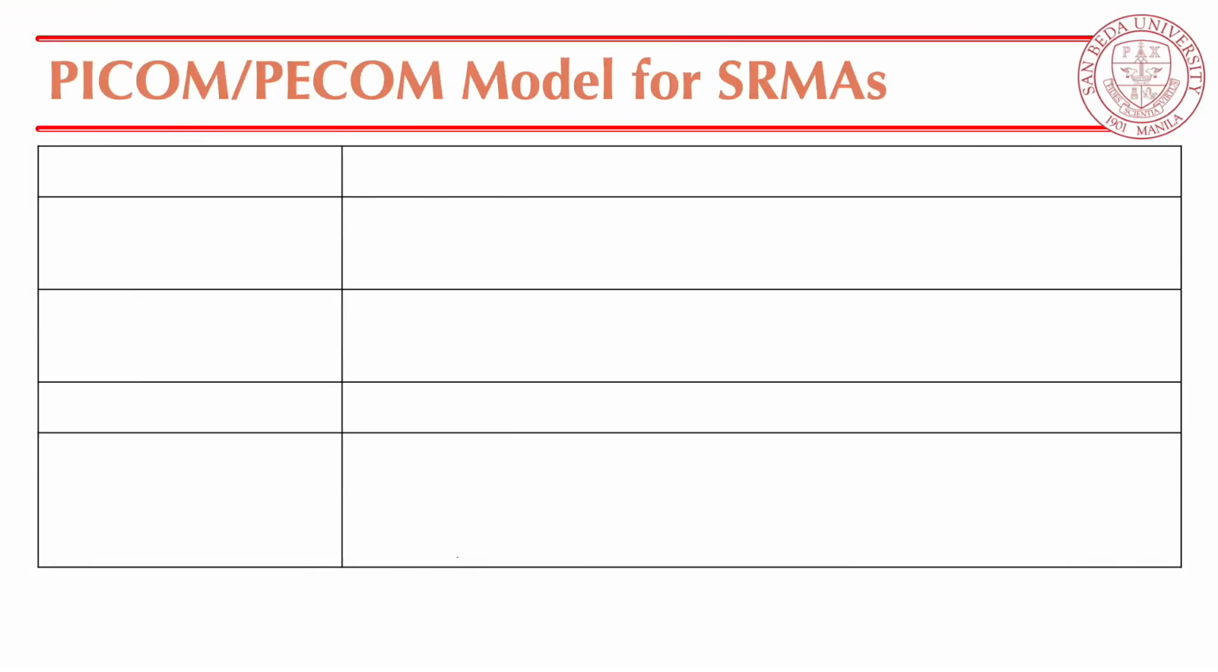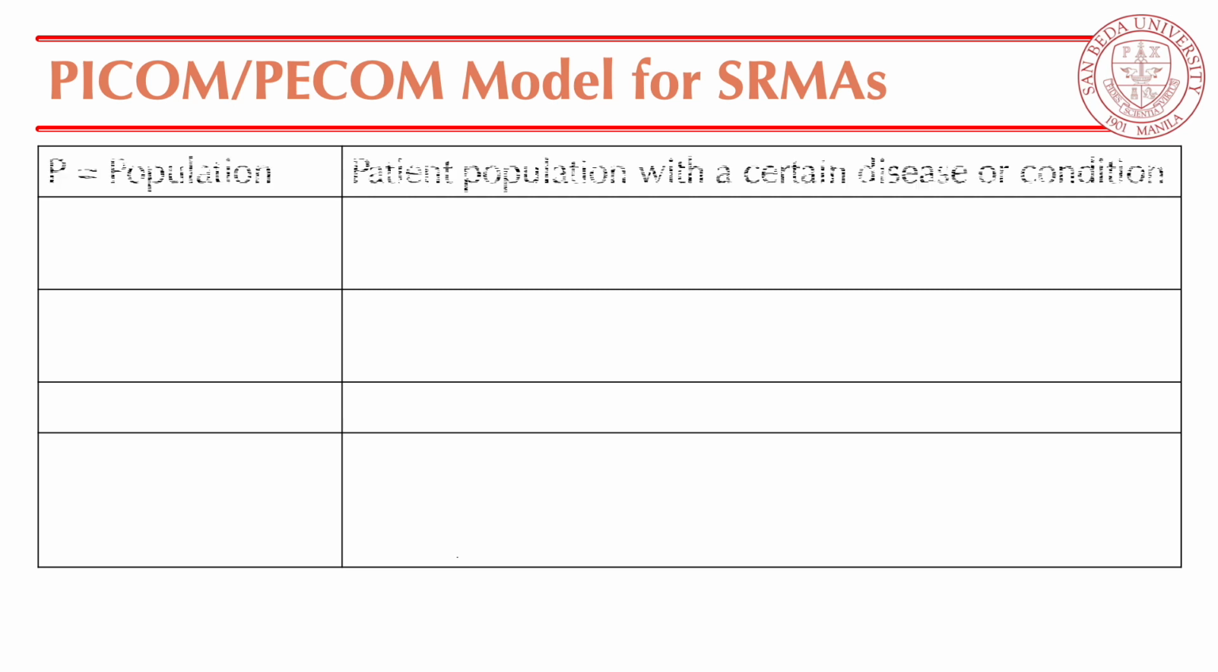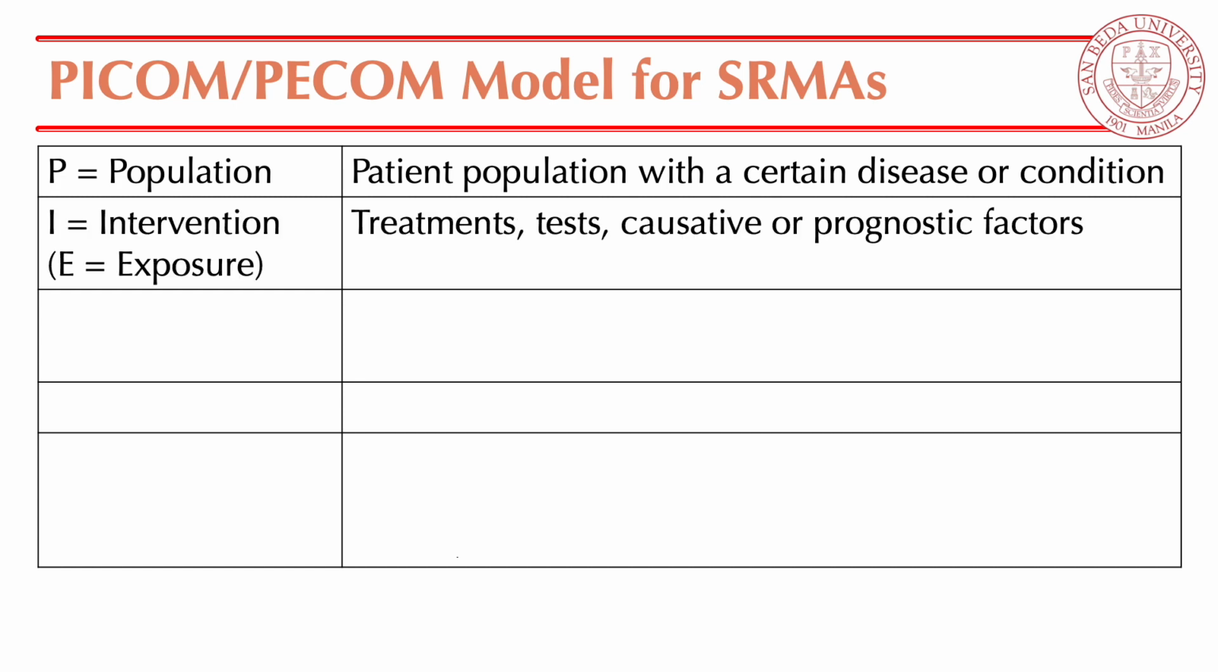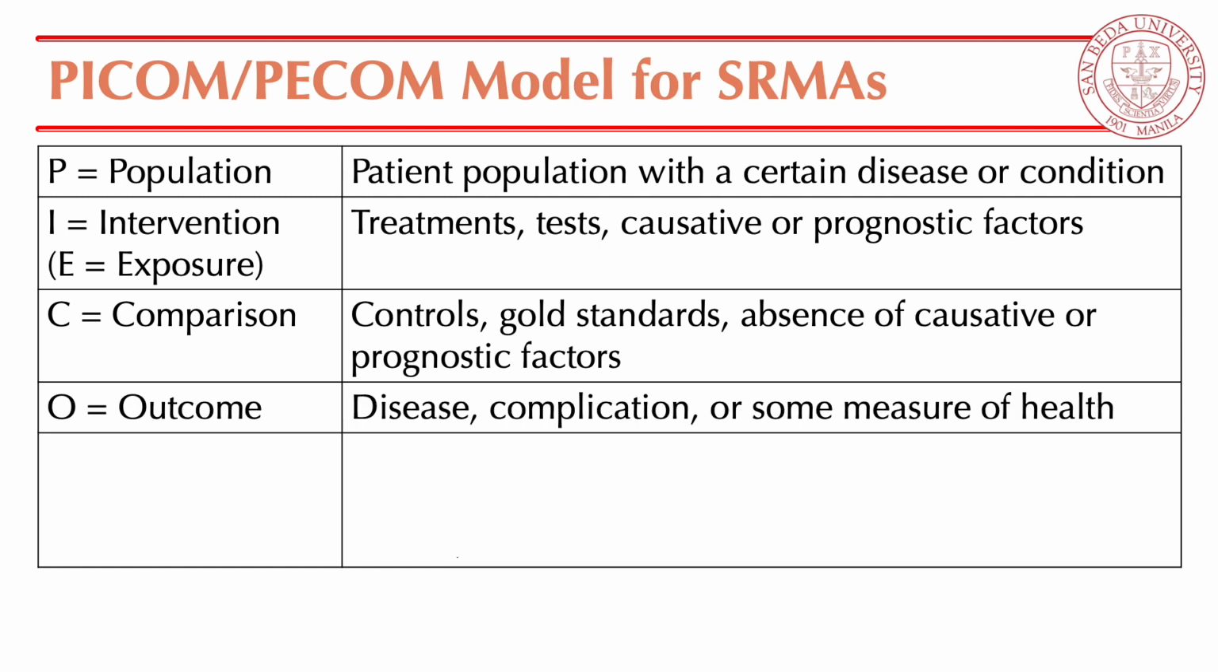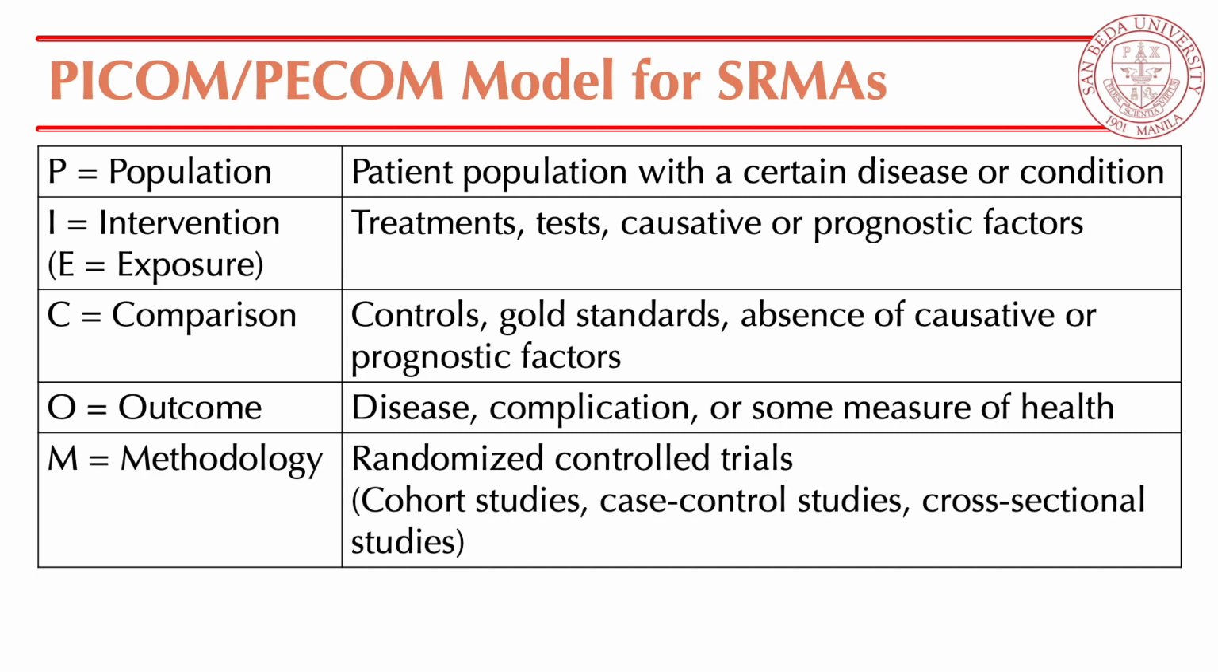As with other appraisals, we make use of the PCOM or PECOM models when appraising SRMAs. Basically, a systematic review summarizes the results of several studies that seem to address the same clinical question, with the same components, namely, the patient population with a certain disease or condition, the intervention or exposure, that is, the treatments, tests, or causative or prognostic factors being evaluated, the corresponding comparisons, which are controls, gold standards, or the absence of causative or prognostic factors respectively, the outcomes of interest, be it occurrence of a disease, of complications, or of some other measure of health, and lastly, methodology.